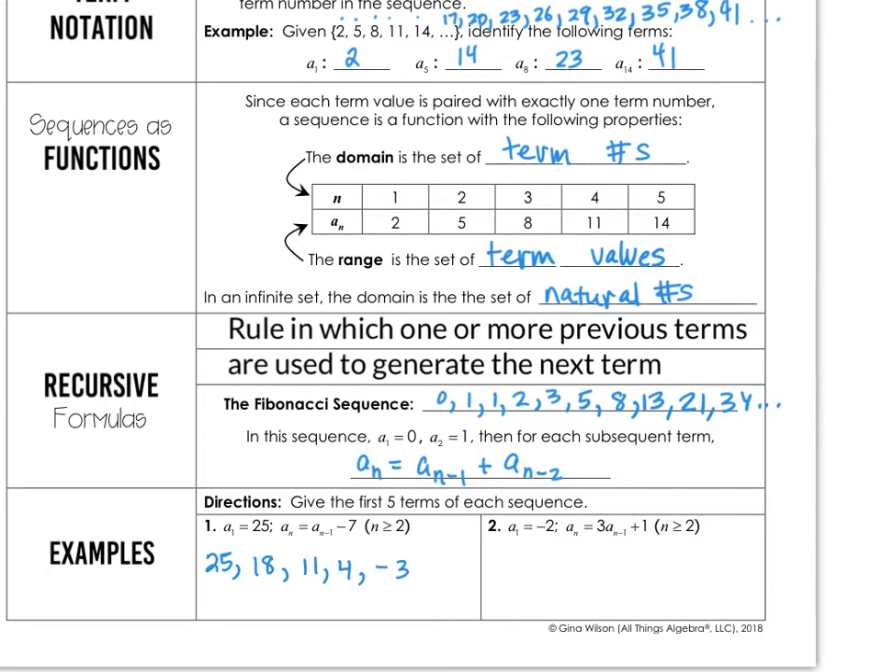On this next one, it's a little bit more complicated. We have a negative that we're starting with. The first term is negative 2, because that's a sub 1. And now we have 3 times the number in front of it plus 1. So 3 times negative 2 plus 1 is negative 5. 3 times negative 5 plus 1 is negative 14. 3 times negative 14 plus 1 is negative 41. And 3 times negative 41 plus 1 is negative 122.